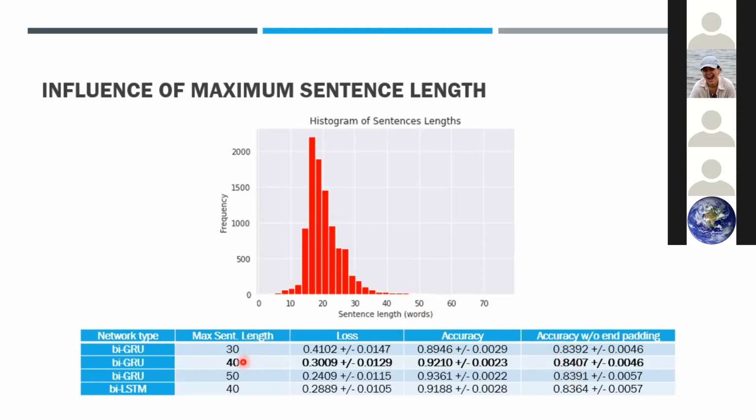Again, if we look at the GRU-based network versus the LSTM network for the same maximum sentence length, the GRU-based network provides somewhat better performance in terms of total accuracy.